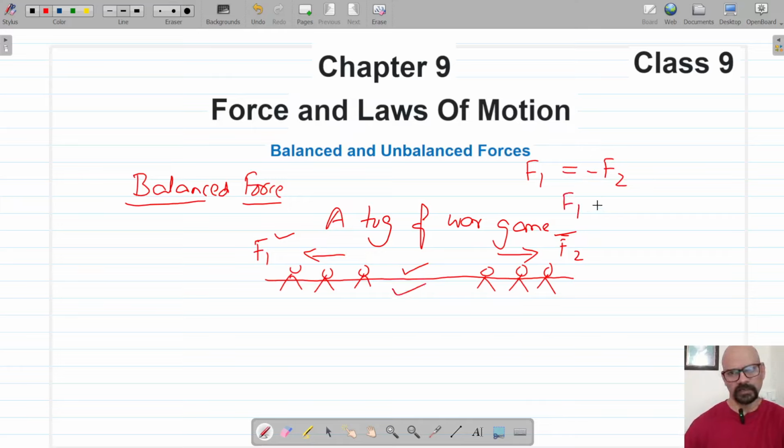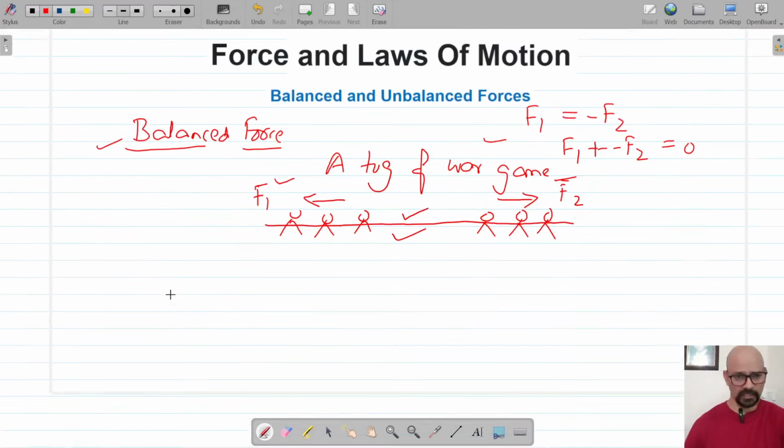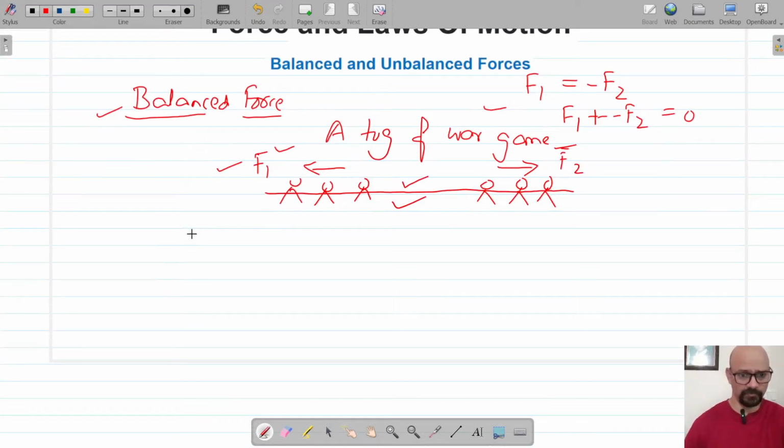So both these forces are equal but in opposite directions, and the rope is not moving, so that means the net force on the rope is zero. So that is an example of the balanced force. This is just an example of two forces. In the tug of war game, the resultant of these two forces is zero.